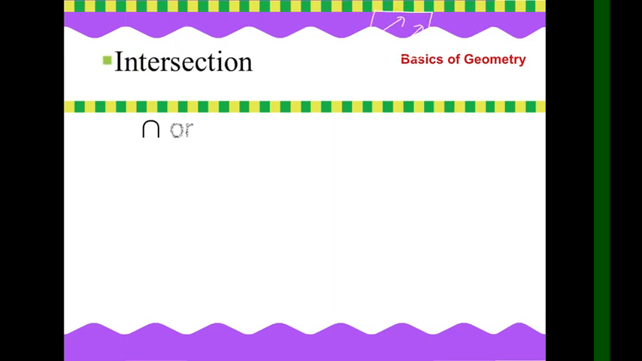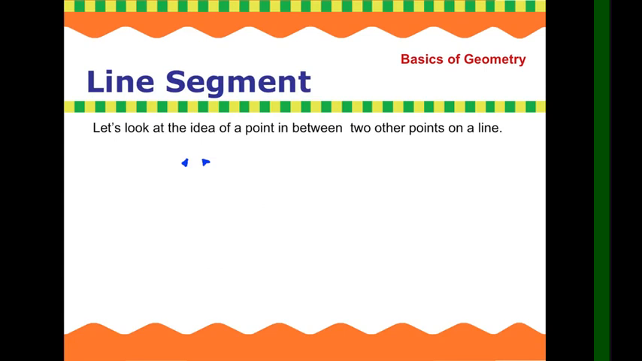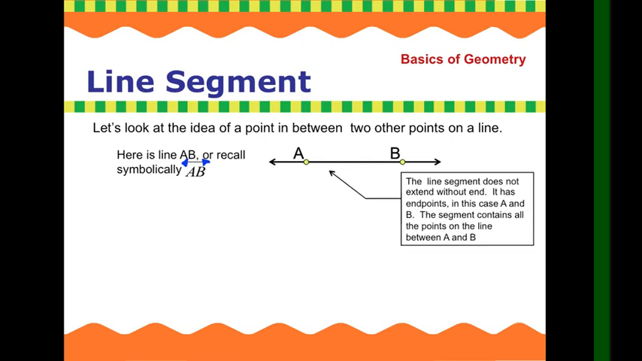Okay, so we have union, similar, intersection, congruent, ano pa ba? Yan, similar and equal. Line segment. Let's look at the idea of a point in between two other points on a line. So, this one. Here is the line AB, or recall symbolically that one, AB. That AB is a line segment. So, the line segment does not extend without end. It has endpoints. So, may endpoints on line segment. In this case, A and B, the segment contains all points on the line between A, B.